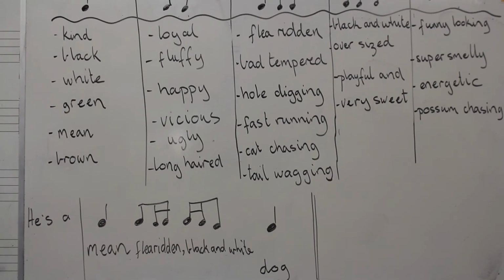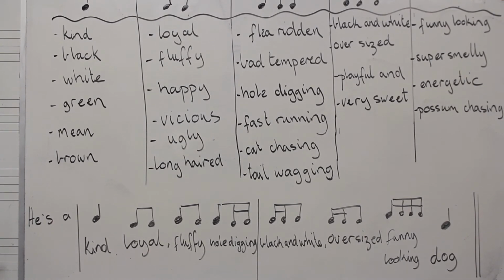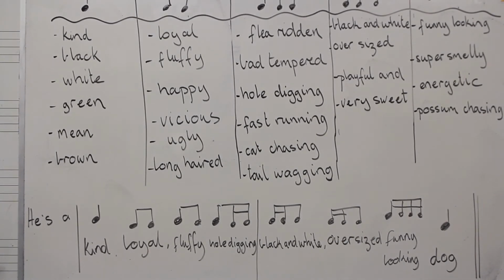And then we're going to extend it to 2 bars. Okay, this time we've gone for 2 bars. So we're still ending with dog. So this time I've started off with some of the more simpler rhythms, and then I've increased the complexity because that can help with some drama. So I've got, he's a kind, loyal, fluffy, hole-digging, black and white, oversized, funny-looking dog. I'll say that again. He's a kind, loyal, fluffy, hole-digging, black and white, oversized, funny-looking dog.